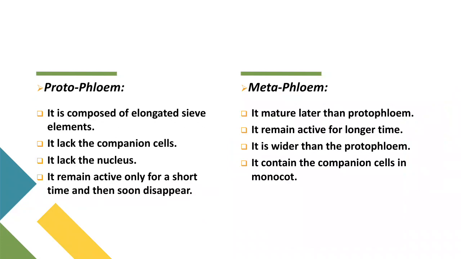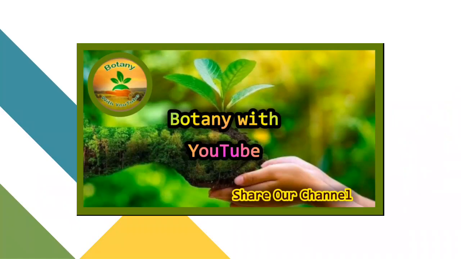Protophloem is composed of elongated sieve elements. It lacks the companion cells. It lacks the nucleus. It remains active only for a short time and then soon disappears. Metaphloem matures later than protophloem. It remains active for a long time. It is wider than the protophloem. It contains the companion cells in monocots.